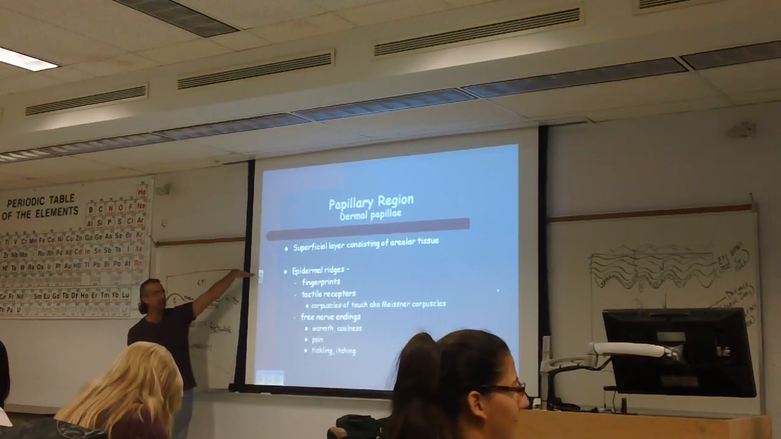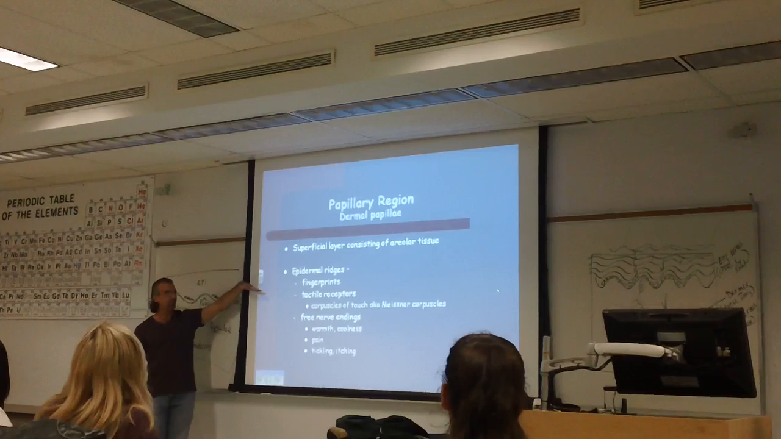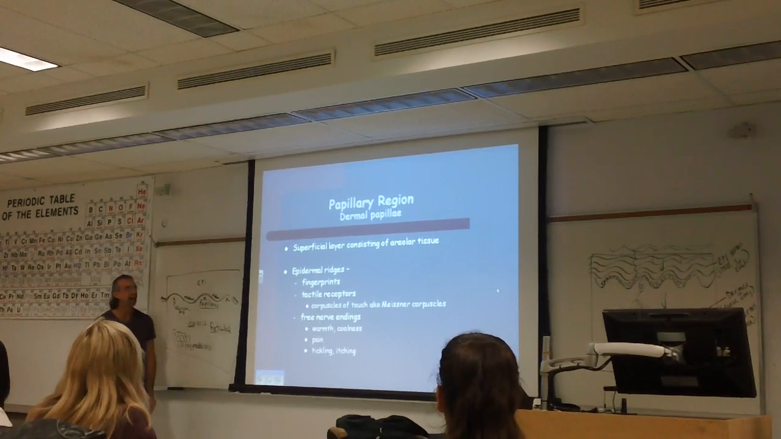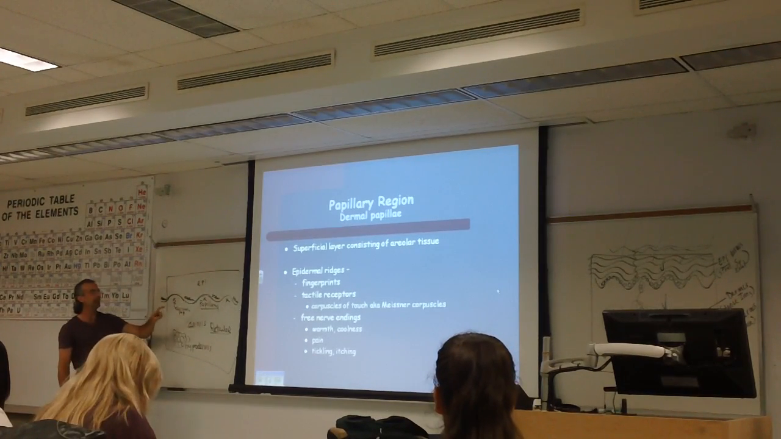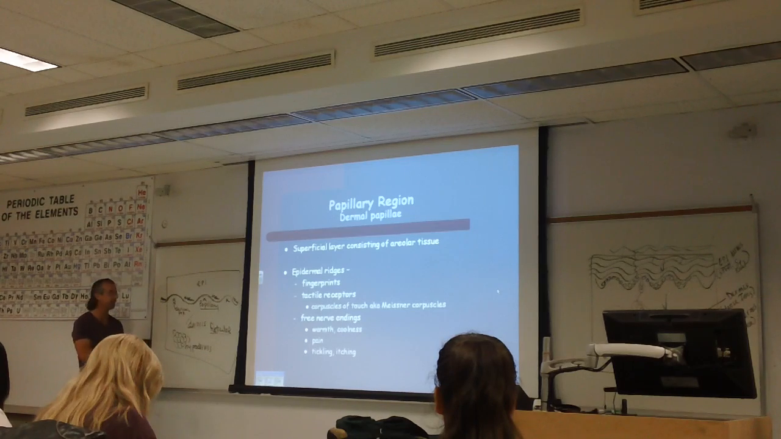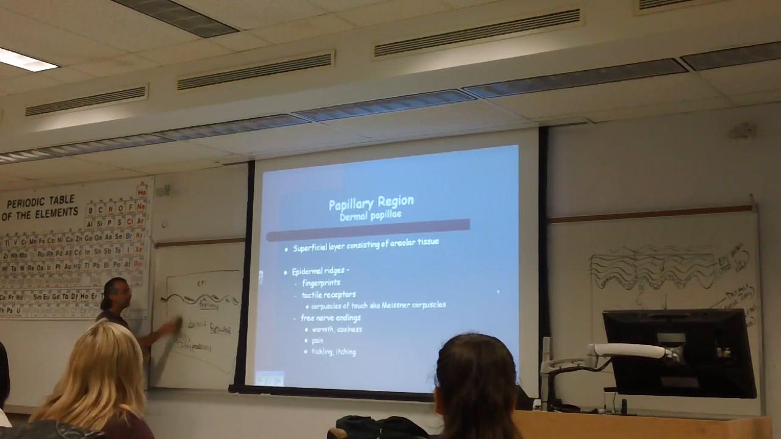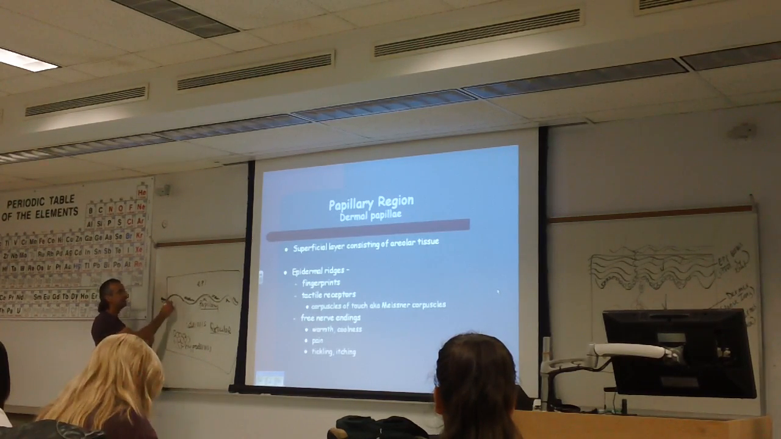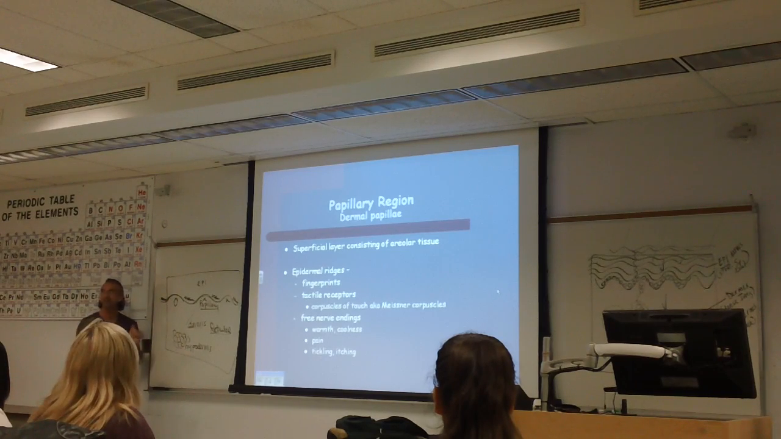Anyway, so there's my little epidermal ridges. I have my fingerprints from there. And they talk about tactile receptors. That was actually part of my dermal papilla. So up in lab, we're going to find these little guys, known as Meissner's corpuscles. They have a little head and tail. A little Meissner's corpuscle. They detect very light touch.